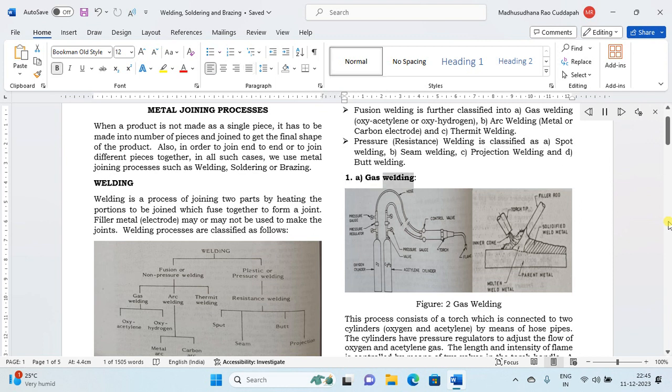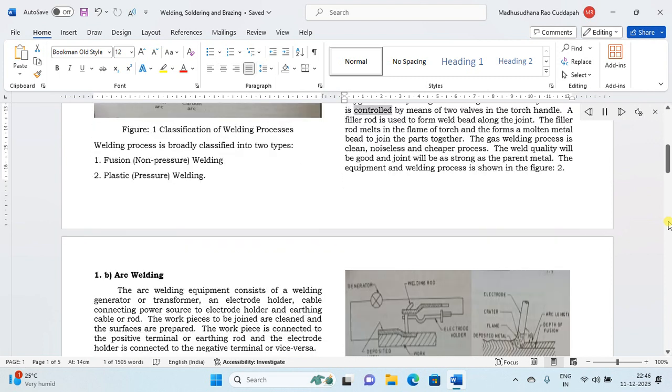1a. Gas welding. Figure 2. Gas welding. This process consists of a torch which is connected to two cylinders, oxygen and acetylene, by means of hose pipes. The cylinders have pressure regulators to adjust the flow of oxygen and acetylene gas. The length and intensity of flame is controlled by means of two valves in the torch handle.